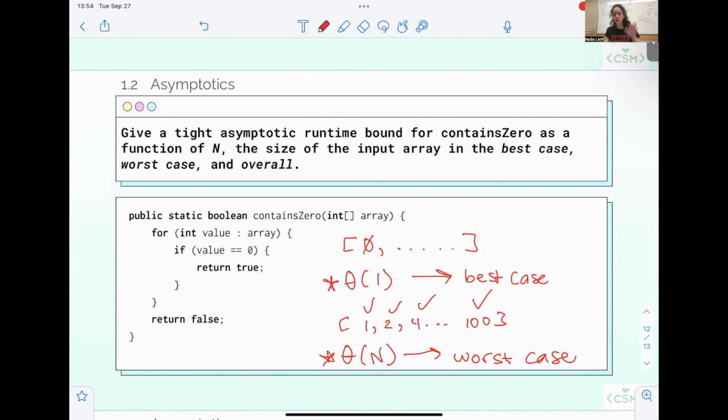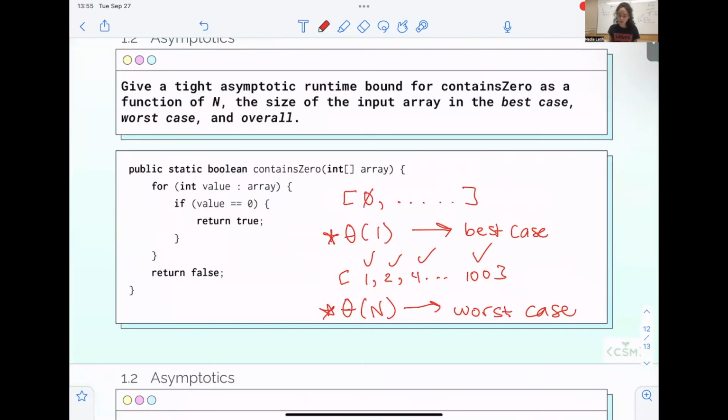So in order to describe the overall runtime, I want to think about the tightest big O bound and the tightest big omega bound that are applicable. And my best case and worst case that I have found will help me do that, okay? So my lower bound is going to be omega of 1, and my upper bound is going to be big O of n. So this is the answer.